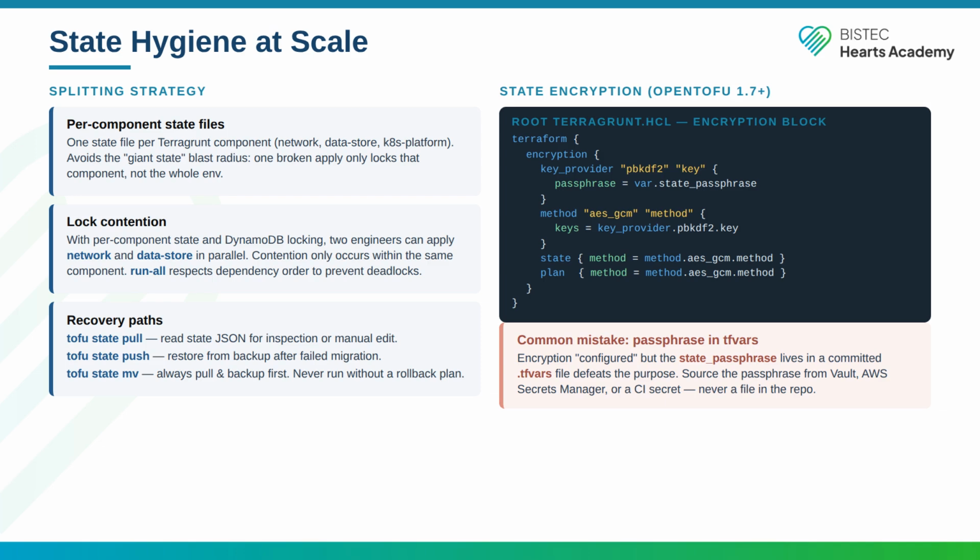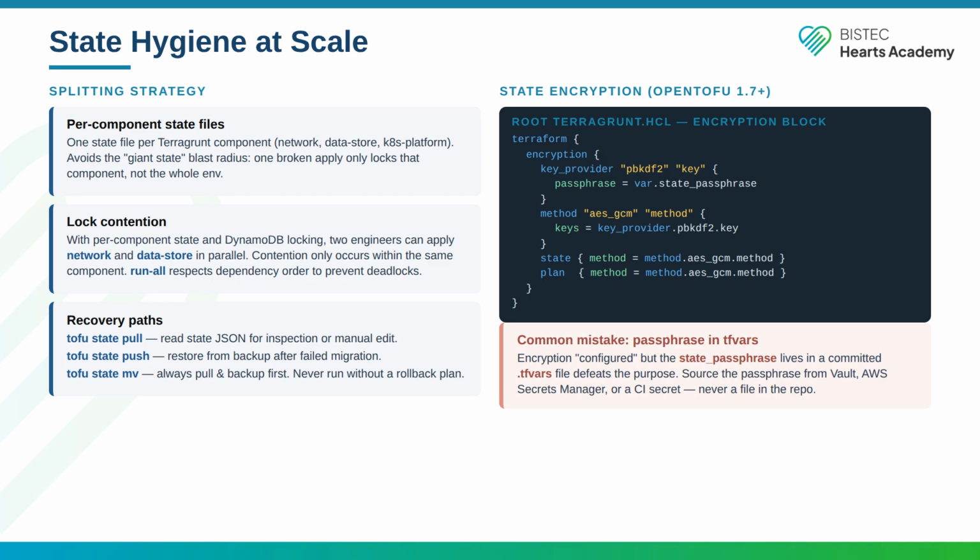Recovery paths. Tofu state pull downloads the state file. Tofu state push restores it. Always back up the state before any state operation. There is no undo. Never run state rm on a production resource without a verified backup and a clear understanding of what reconciliation will happen on the next apply.